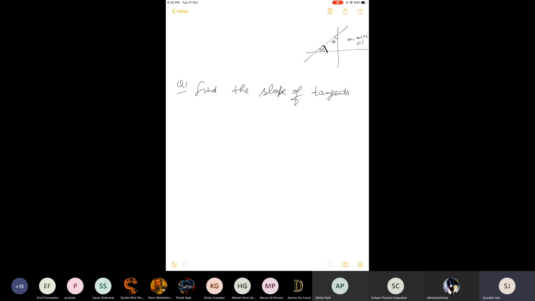Find the slope of tangent. Find the slope of tangent to the curve, because at one point you can draw only one tangent. That's why. So there is some random curve. To find the slope of tangent, you need not draw the graph. You have the formula. Use it. So this is the first question. Tell me what is the answer of the first question.